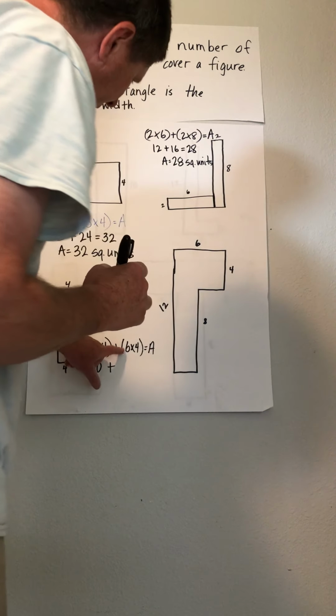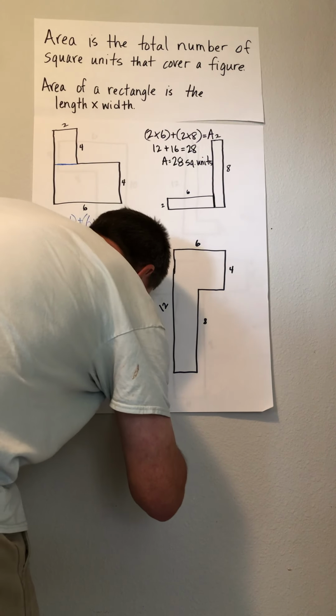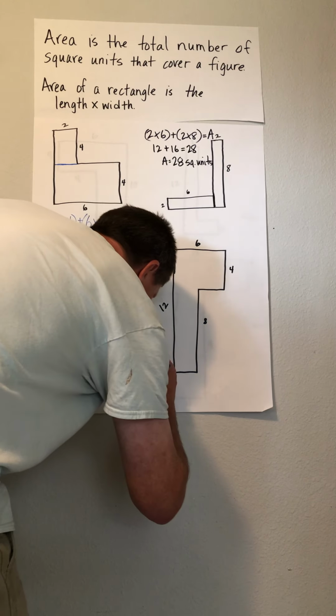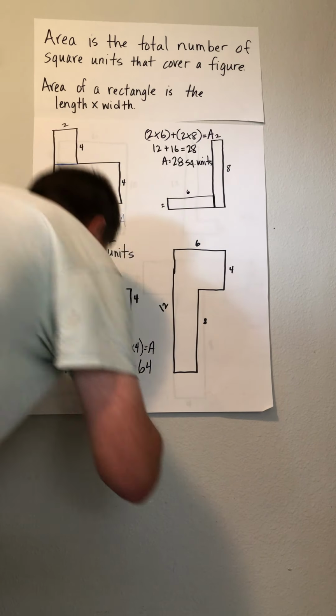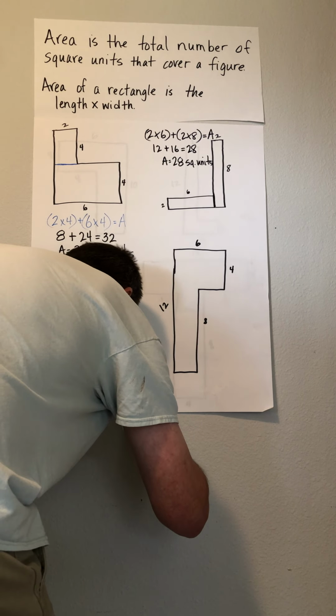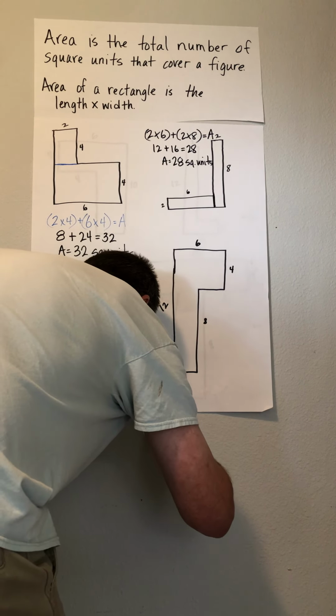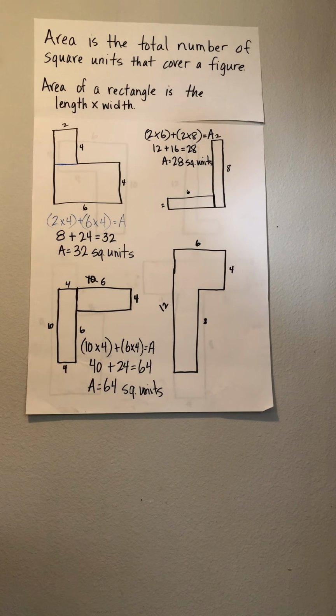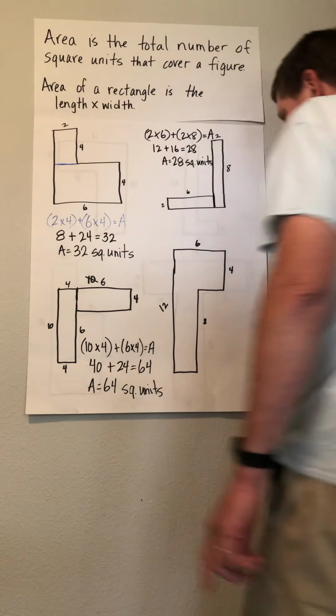Plus 6 times 4 is 24. So 40 plus 24 is 64. So the area is equal to 64 square units. Okay, now moving on to the last model.